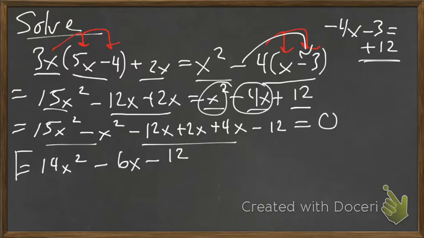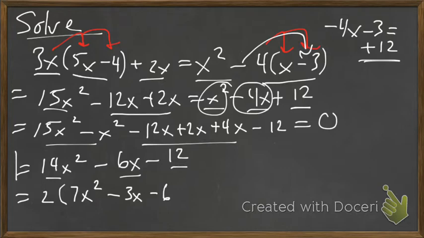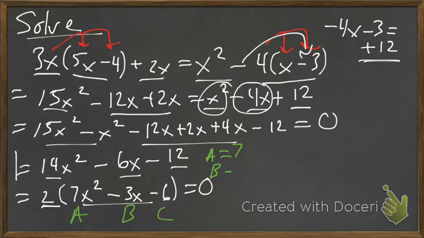All right, so at this moment, actually, what I can do is I can still factor this out. I can take 2 out of all this. So 2, bracket 7x squared, subtract 3x, subtract 6, and this all equals 0. Now that factor, the equation is still the same, so you don't have to worry about that. What I can say is I have an a, b, and c value now. So a equals 7, b equals negative 3, and c is equal to negative 6. So I have these three.